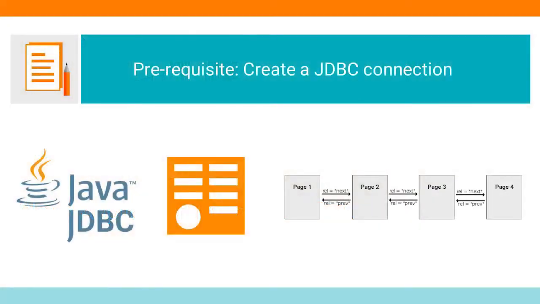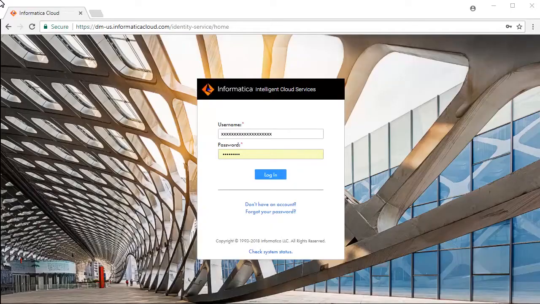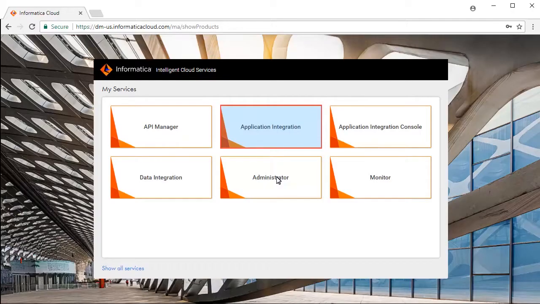This video will show you how to enable OData for a JDBC connection and support pagination. Please refer to the video on how to create a JDBC connection. This is the Informatica Intelligent Cloud Services login screen. Enter your credentials and click Login and select Application Integration Service from the list of available services.